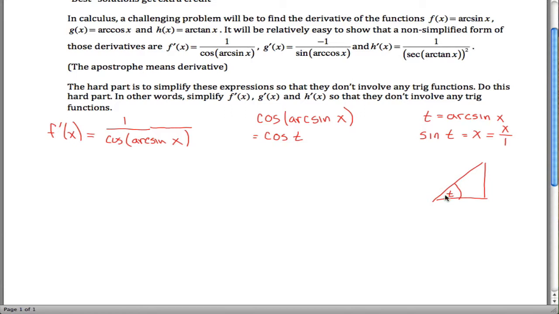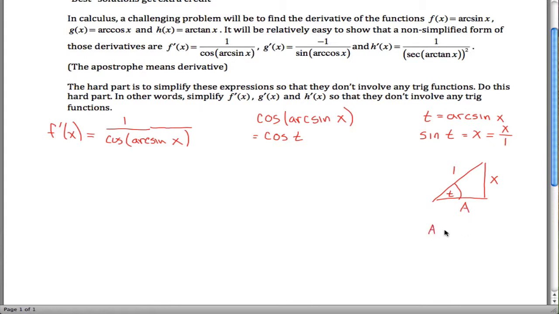Because if sine of t is equal to x over 1, I can draw a little triangle and put t down here, and I know that sine of t is equal to the ratio of the opposite side over the hypotenuse. This is SOHCAHTOA, opposite over hypotenuse. So I know that opposite over hypotenuse has to be x over 1, or some similar triangle. So this side is x, this side is 1. I can figure out this third side. Maybe I'll call that a for now.